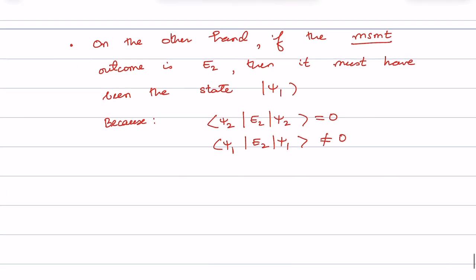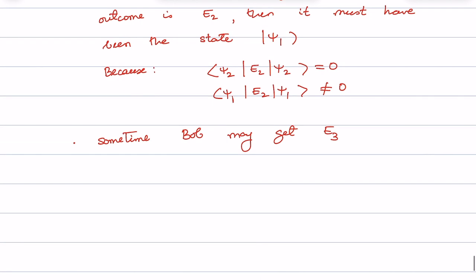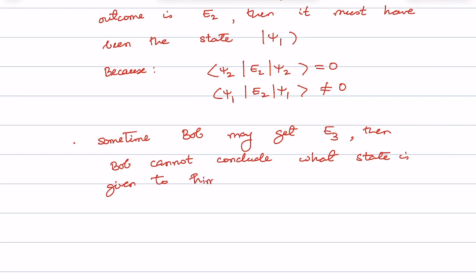Similar argument. Now sometimes what may happen is this. Bob may get E3, and then Bob cannot distinguish or conclude what state is given to him. I hope by this example you have seen the power of POVM measurements.